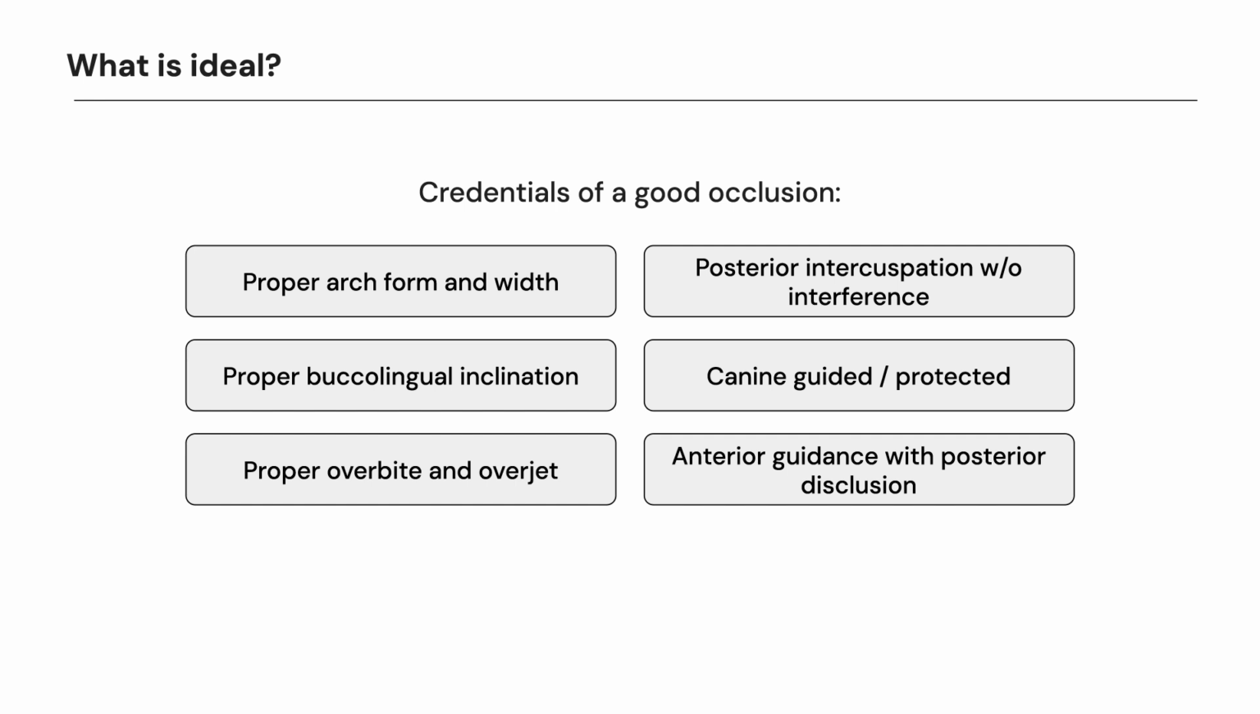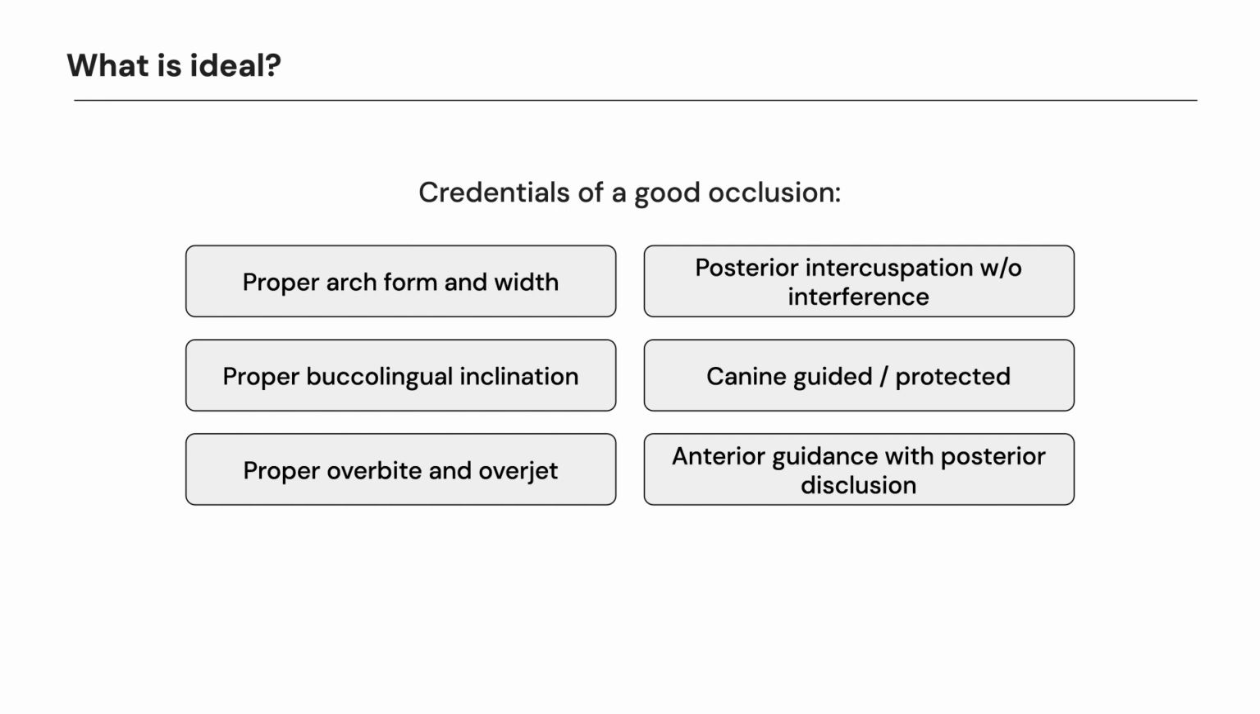What happens as you get older is you slowly lose canine guidance, and it oftentimes gets picked up with what we call group function. Group function is where, when a patient slides sideways after having bit down all the way, a lot of teeth on one side will pick up the load, and that's because the canines have worn down over time.